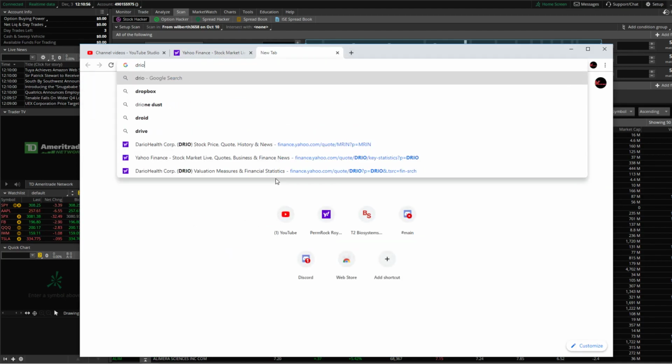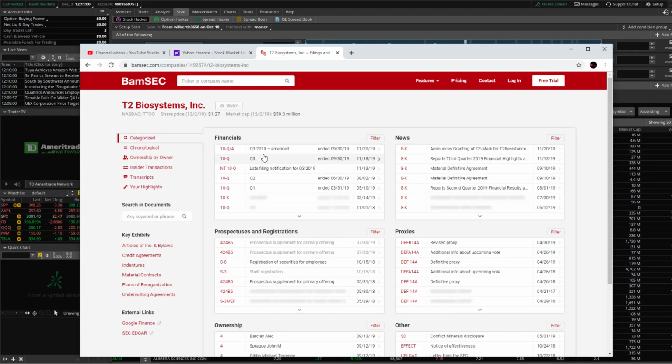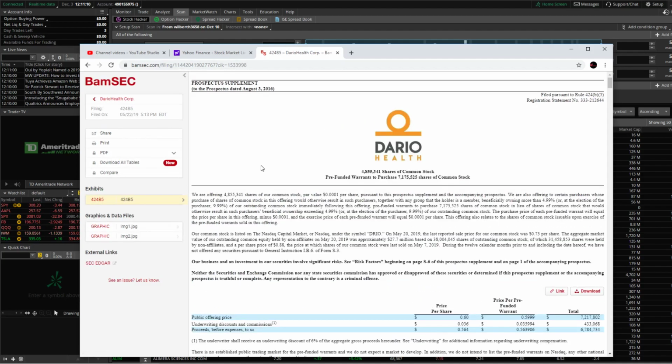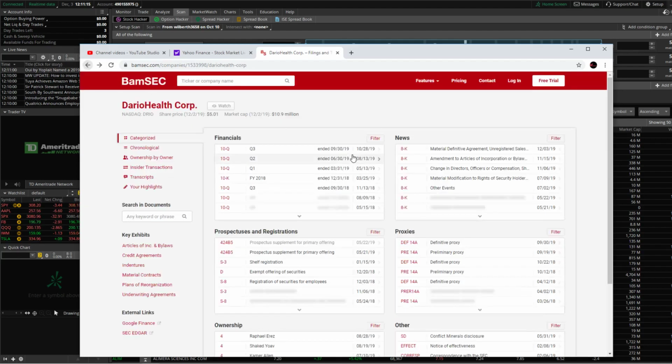You want to see how do I know if there's dilution? I want to know if there's warrants or something like that. So you want to go on BAMSEC.com, DRIO, and boom, right here. You have some warrants here, and boom, we got the tables right there. So great tool to see the fundamental side of things.